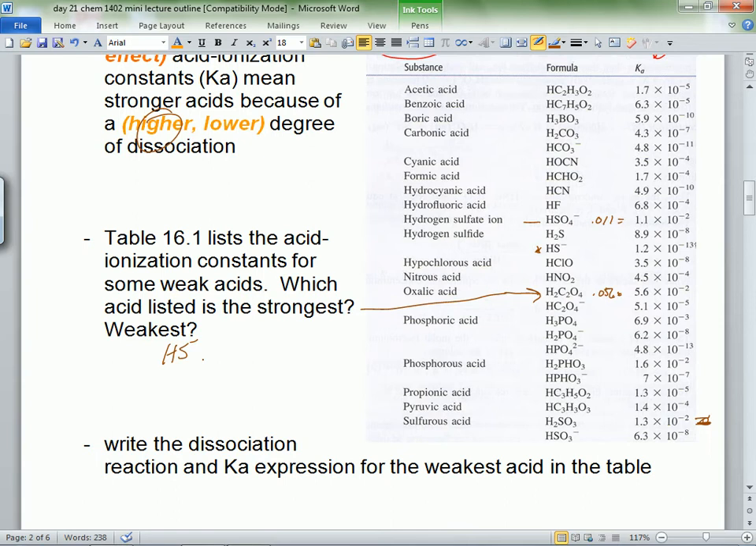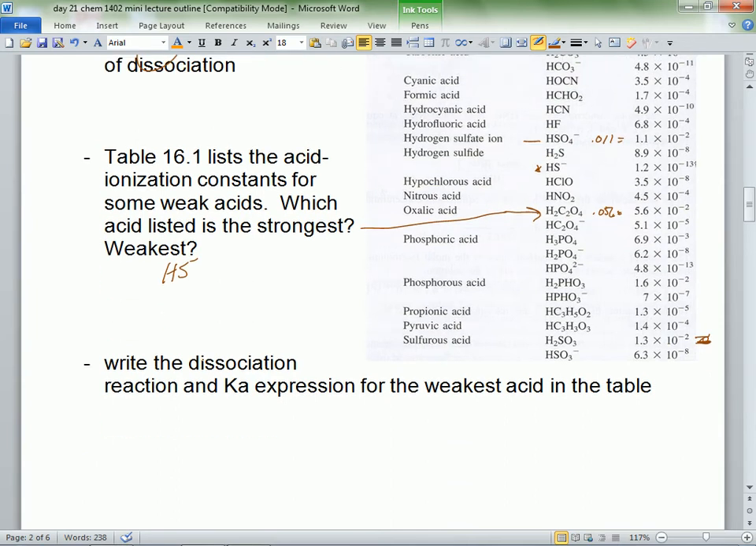Write the dissociation reaction and Ka expression for the weakest acid in the table. Now we said the weakest acid was HS minus. So Victoria, how would you write the dissociation reaction, the Ka reaction for HS minus? What would you write? So it's going to be oxalic acid over the hydrogen. Well, no, not oxalic. They want the Ka expression for the weakest acid, and we said that was HS minus. So you have to put HS minus here.